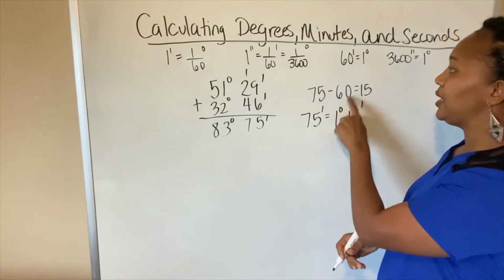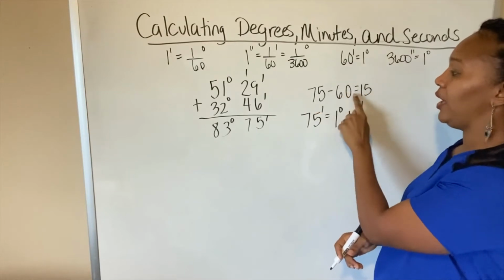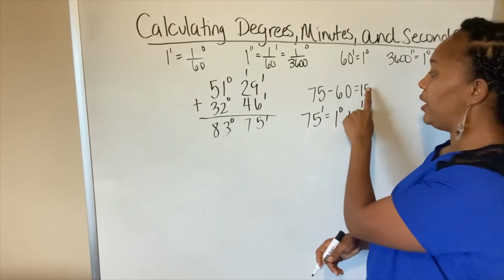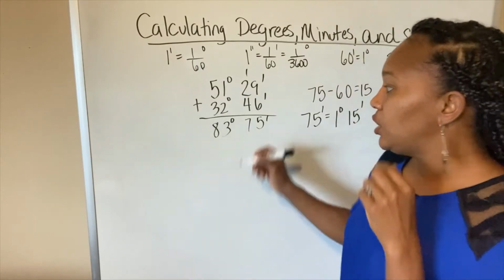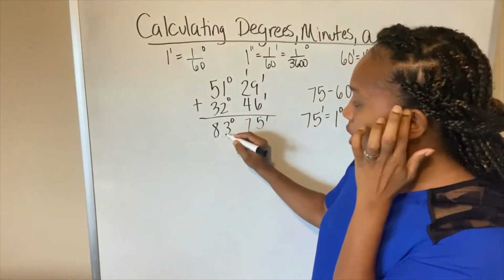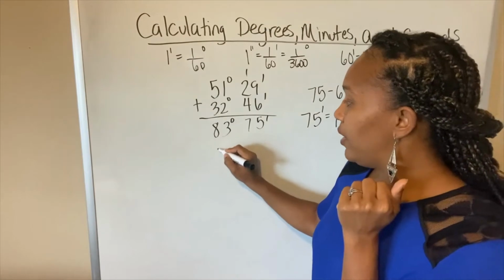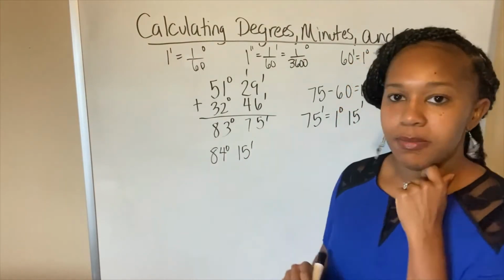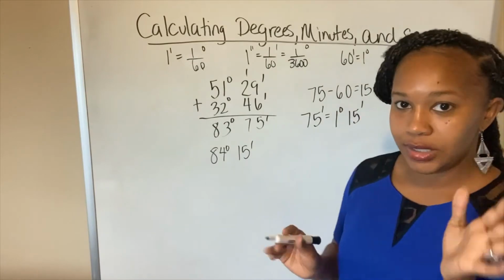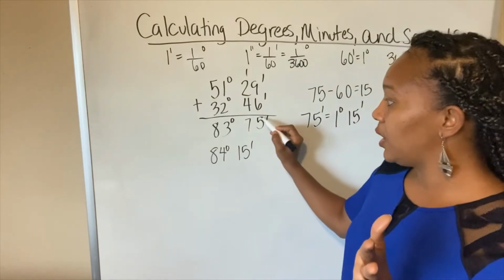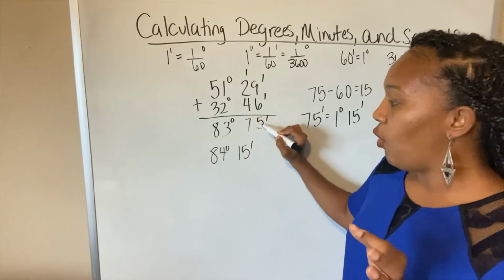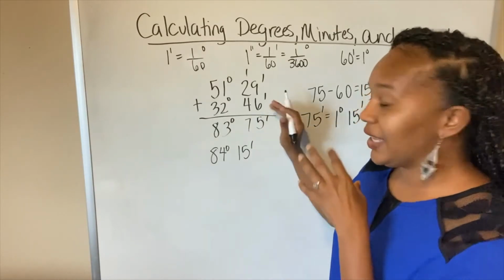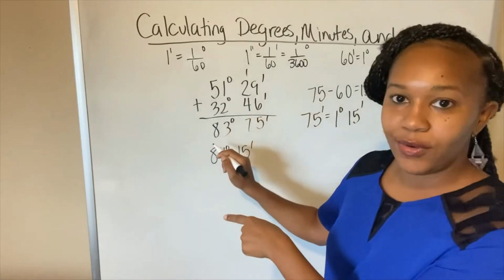That's because 60 minutes is 1 degree. So if I take out the 60 minutes, I convert that 60 minutes to a degree, and that leaves me with 15 minutes. And so now that means I would add that 1 degree to this 83, and that would become 84 degrees and 15 minutes. Alrighty? Does that make sense? I took the number that was over 60, which was 15, and I wrote it here. Then I took that 60 that I took out and added it over here to the degrees.